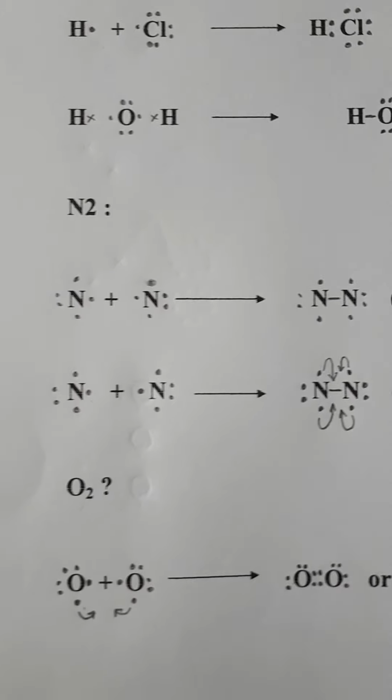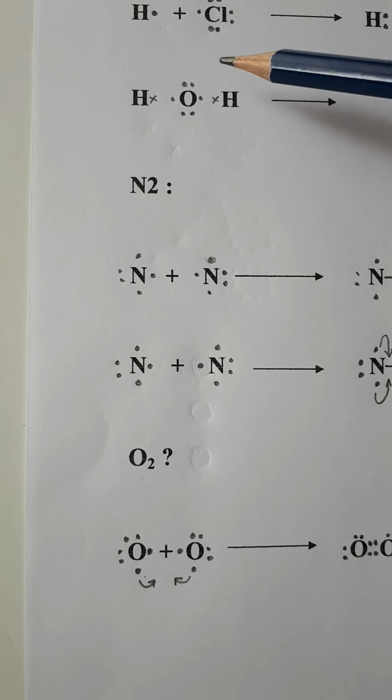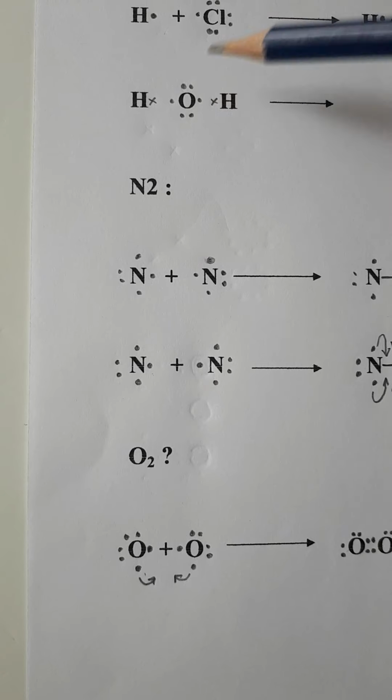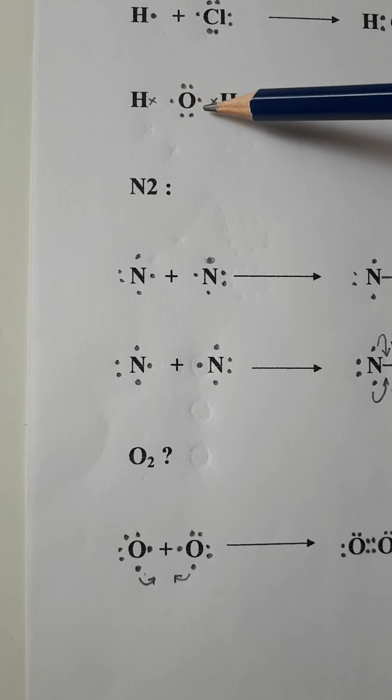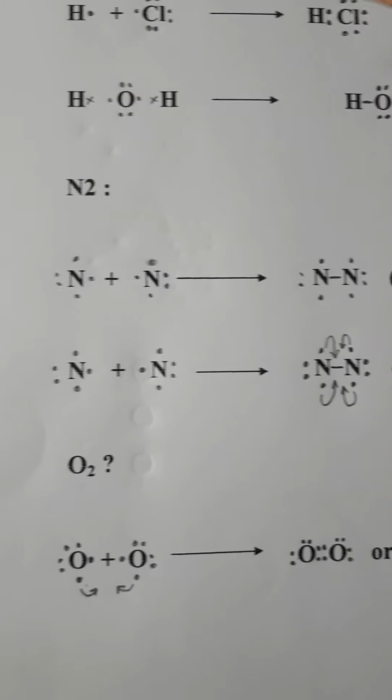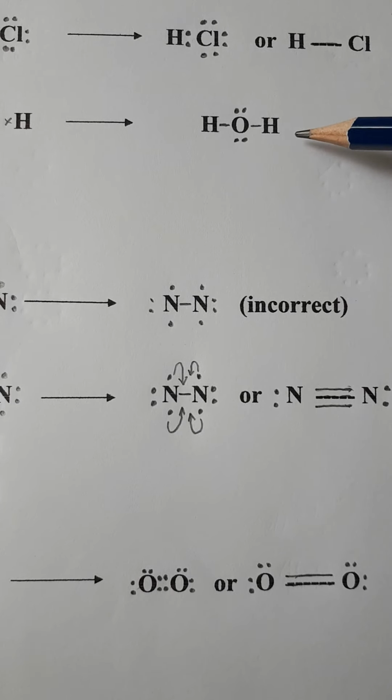How about the water molecule? Again, you can see that oxygen has 6 electrons. I wanted to make this place and this place empty so that it can share with 2 H atoms and make the water molecule, H2O.